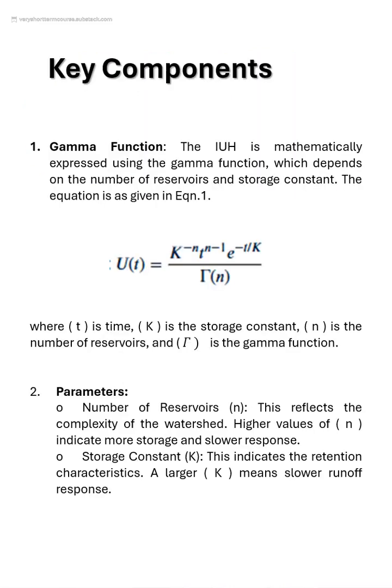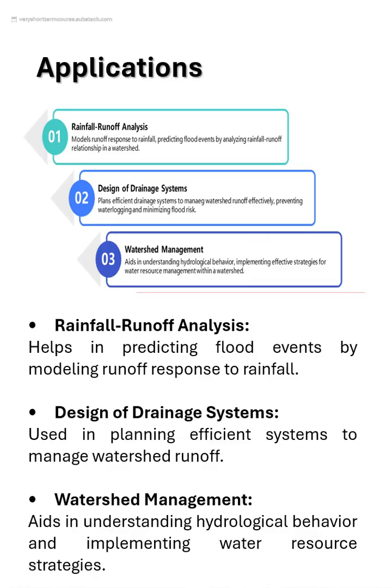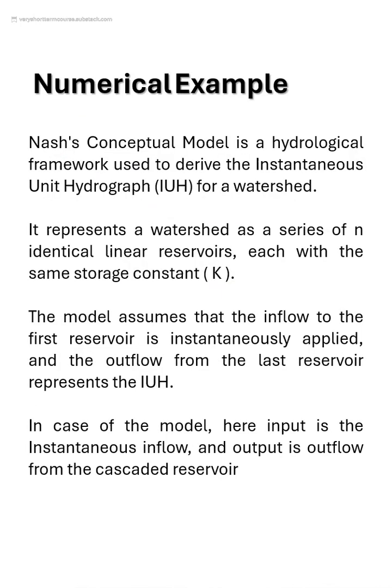So the key component is the gamma function. You can see this is the gamma function. K is the storage constant. T is the time. E to the power minus t by k, all are self-explanatory. So mainly the parameters are n, the number of reservoirs, and storage constant k. This model has been applied widely in rainfall runoff analysis, design of drainage systems, etc.